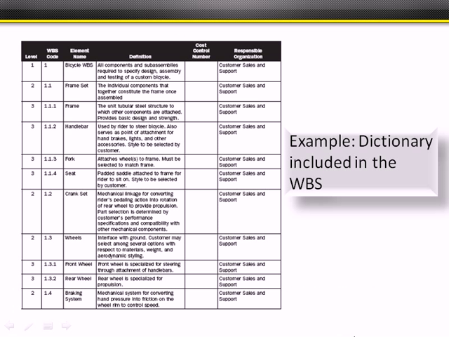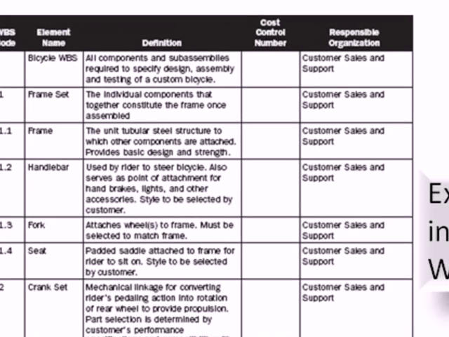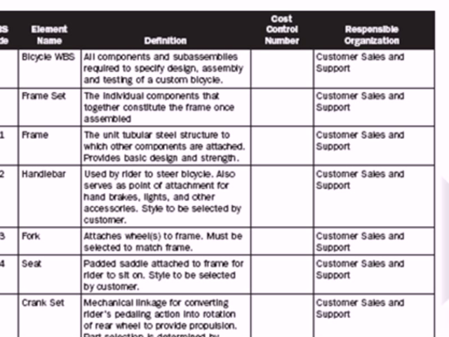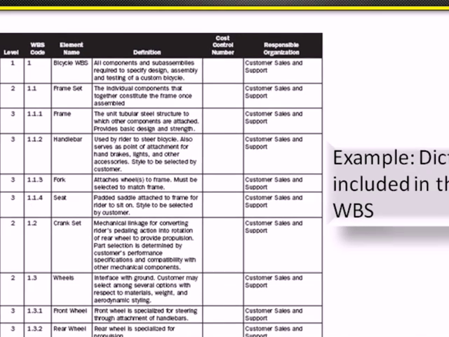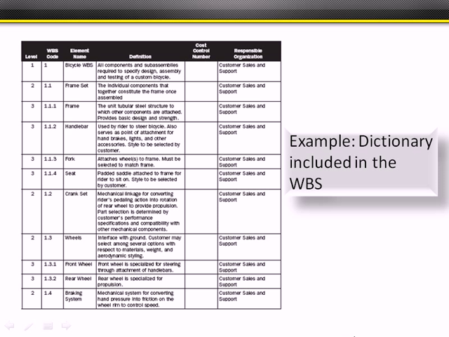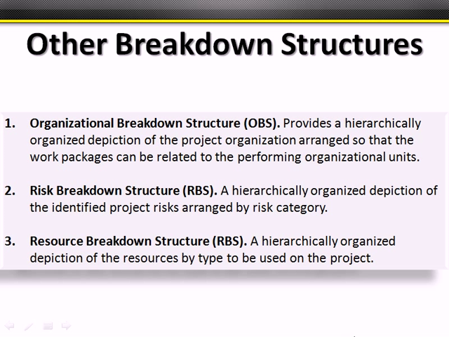This is just an example of the WBS with a dictionary included in a spreadsheet program. Basically, you have the element name, the definition of the element. If there's a cost control number, you can use that. I also like to list who the responsible organization is, so when I begin estimating my resources, I know which departments to go look for to find the experts that I need to do the work based on the definition and the breakdown in the WBS.